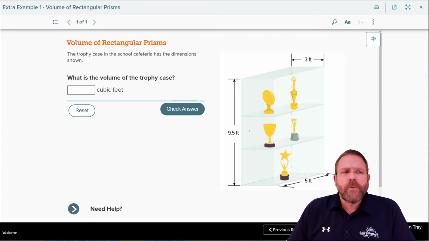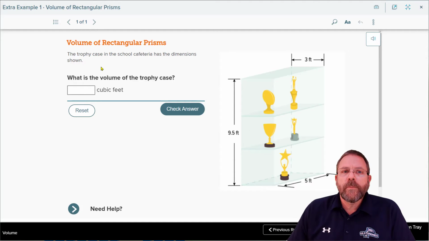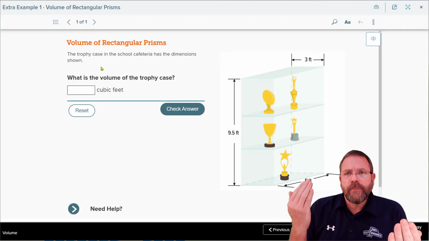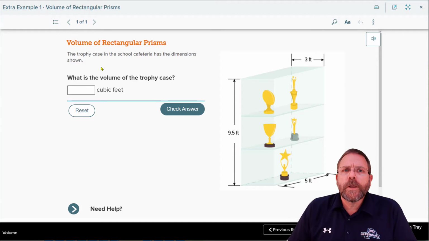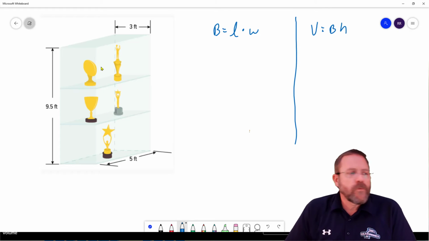For extra example 1, we have another rectangular prism here for the school trophy case, and they want to know what the volume of it is. I would like for you to pause the video and work this, and I want you to work it the way I showed you. Find the base area first, and then find the volume second. Go ahead and do that right now, and I'll let you use a calculator on it just because I'm feeling generous today.